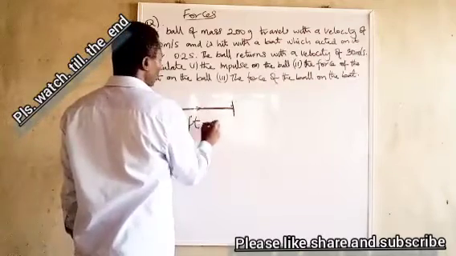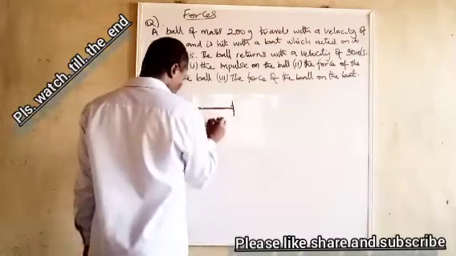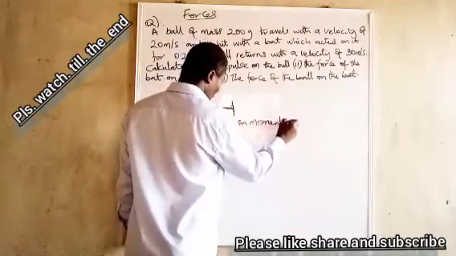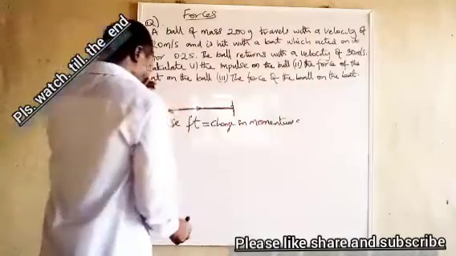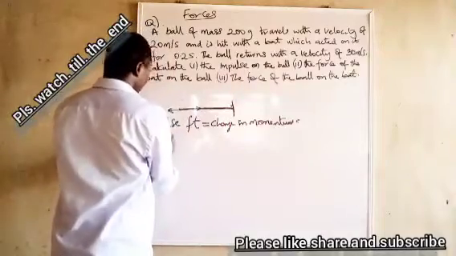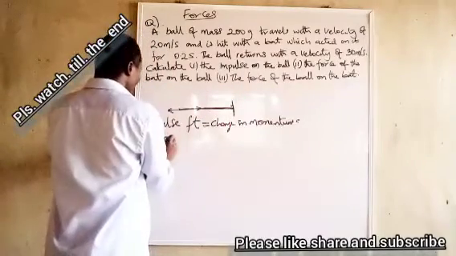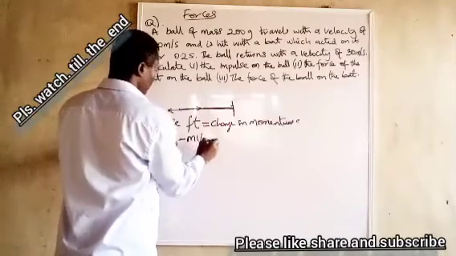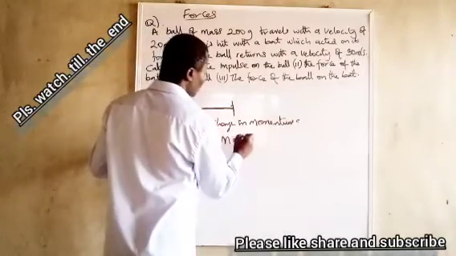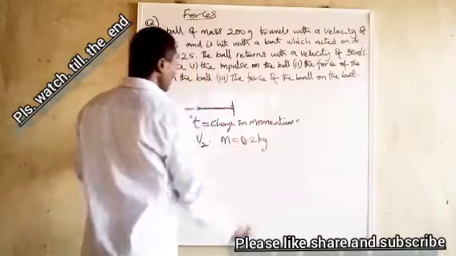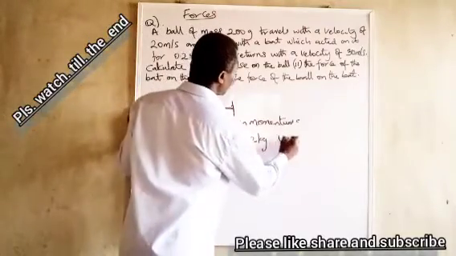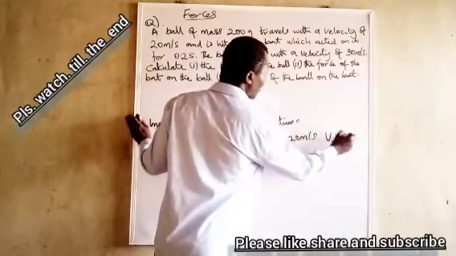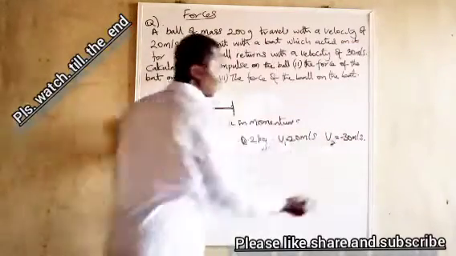Now, impulse Ft is equal to change in momentum, which is equal to mv1 minus mv2. What is the mass? 0.2 kg. What is v1? That is 20 meters per second. What is v2? That is minus 30 meters per second, because it is in the opposite direction.